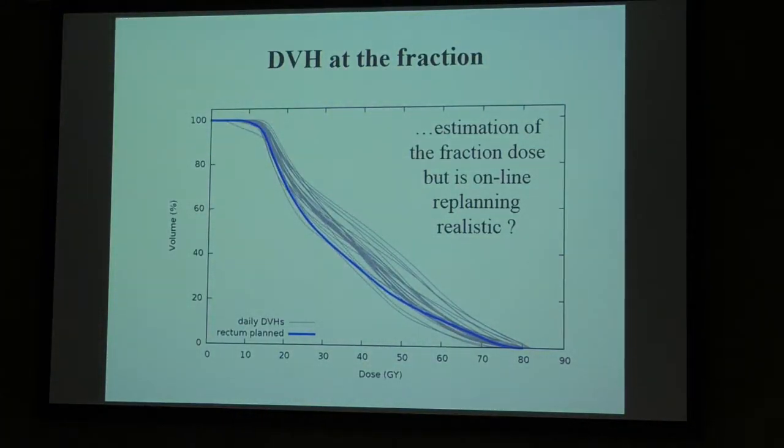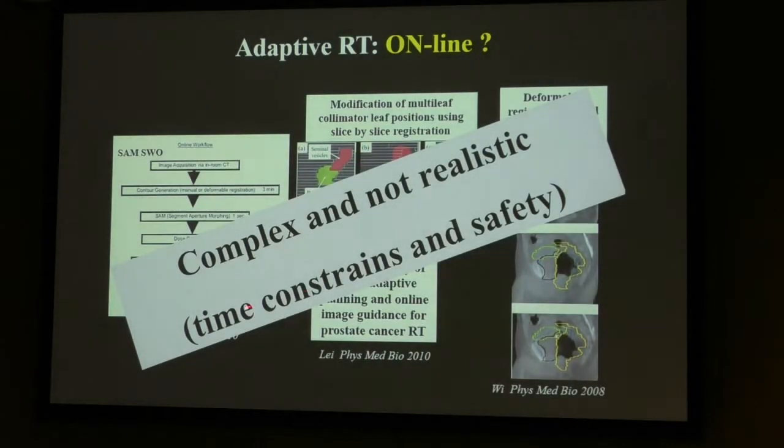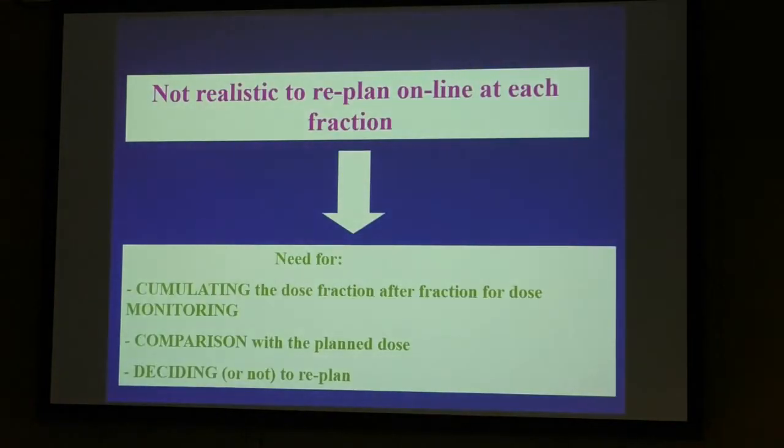So it's nice, but it means that in practice you may have a DVH after each fraction, which is not easy to manage. So you absolutely need to be able to cumulate the dose, to monitor the dose, and to compare this cumulated dose to the planned dose, and decide whether or not to replan.